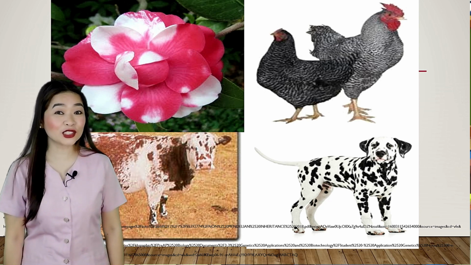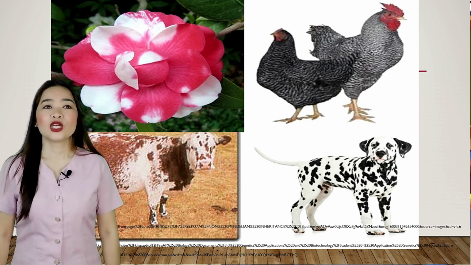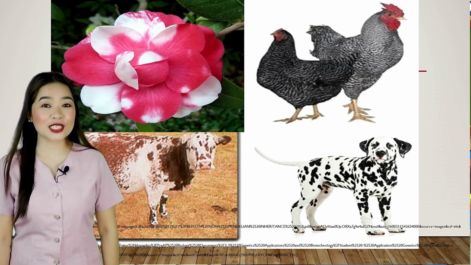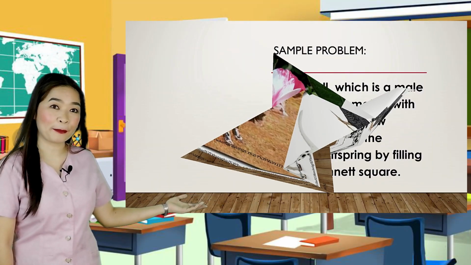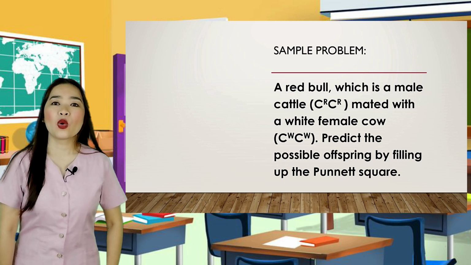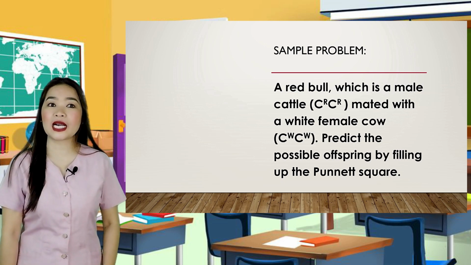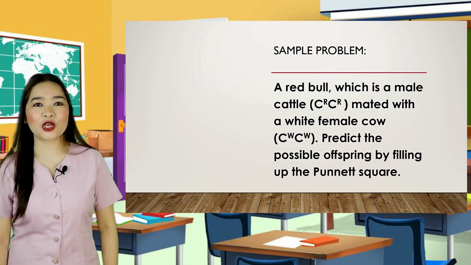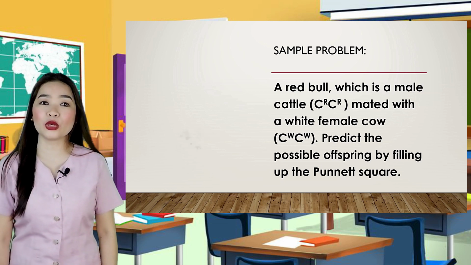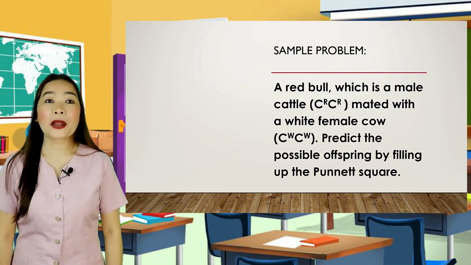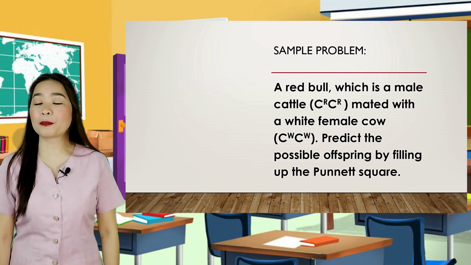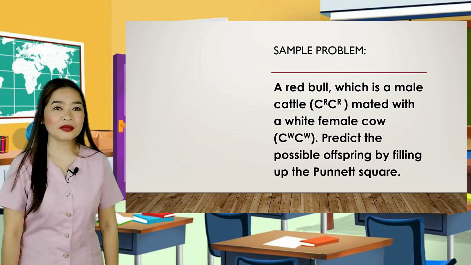What is codominance? To understand codominance, let us consider this genetic problem. A red bull, which is a male cattle with a genotype of CR CR, mated with a white female cow with a genotype of CW CW. Predict the possible offspring by filling up the Punnett square.